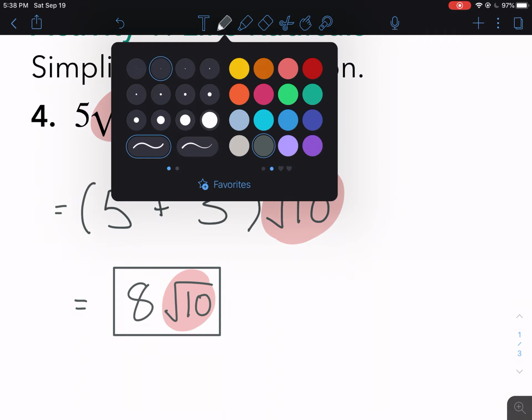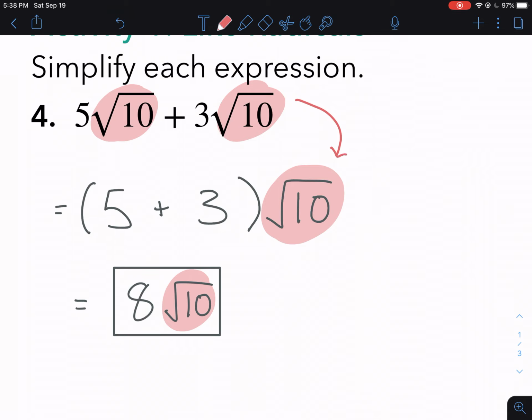So we undistribute the square root of 10. Undistribute.